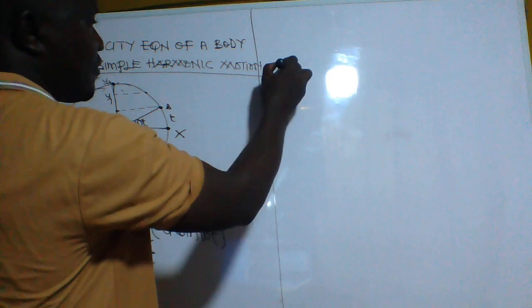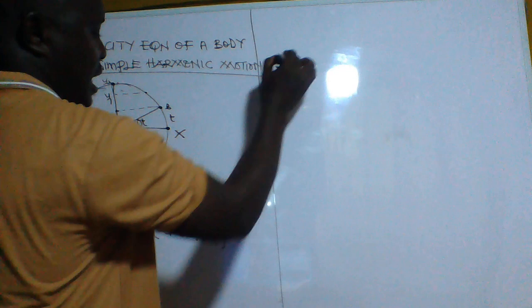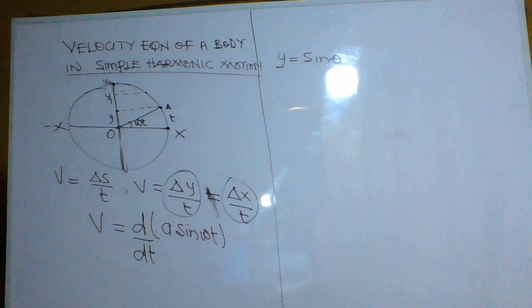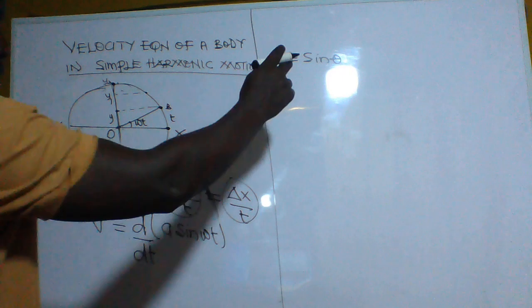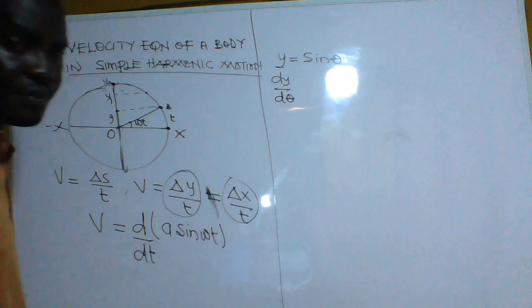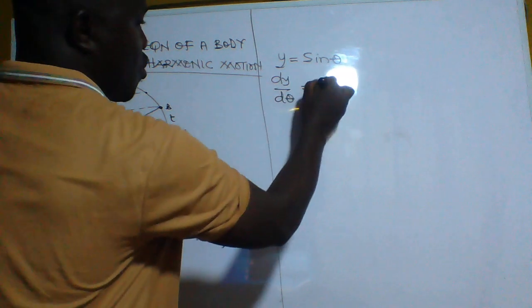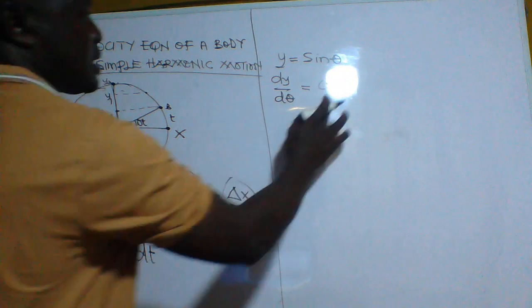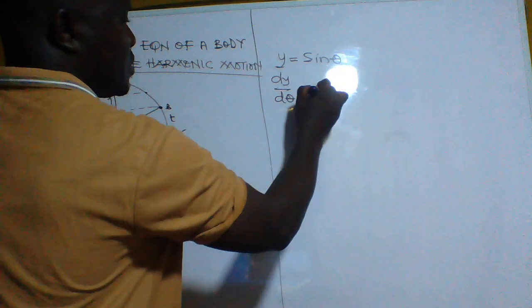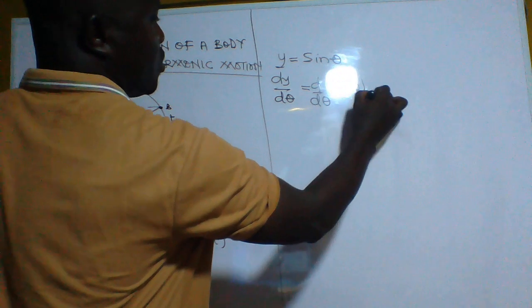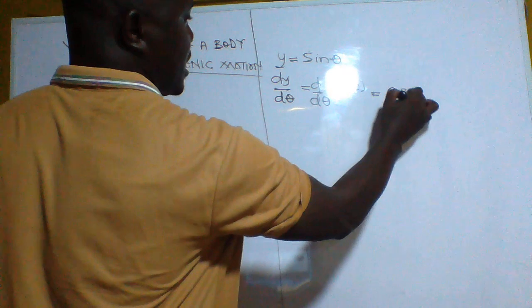Now if you have a sine function and you want to differentiate this sine function with respect to the angle theta, then you have dy on d theta. This will be equal to a cosine function. So the differential of a sine function, d by d theta of sine theta, would always be equal to a cosine function.